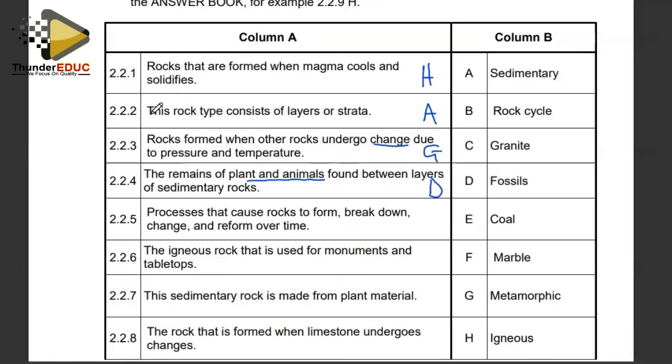Processes that cause rocks to form, break down, change, and reform over time. We are saying the rocks change. Maybe it's an igneous rock in the first place, a rock that originated from volcanic activity, but then it's exposed to weathering. It weathers out. The particles get washed and accumulate maybe in a valley area or in a low-lying area. As weathering continues, the outer layers are broken, transported, and accumulate somewhere else. They cement, they form a sedimentary rock.